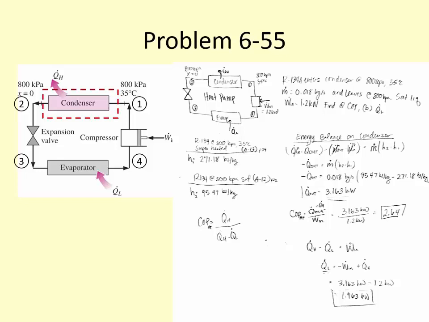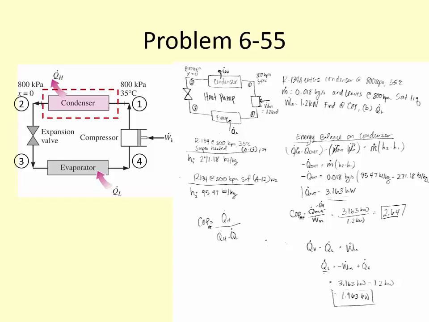Okay, so 271.18 is the value by interpolation. So that's from table A13. Okay, what about the outlet condition of the condenser? We're told x is 0 and at 800 kilopascals. Yep, so it's a saturated liquid at 800 kilopascals.